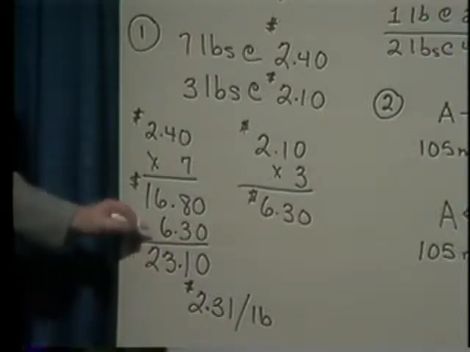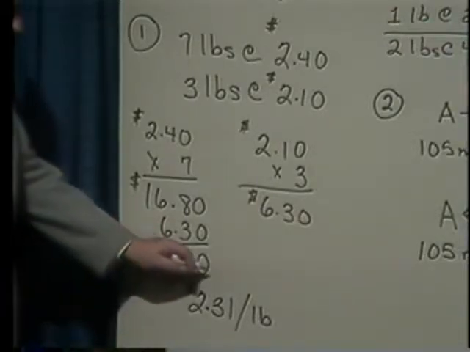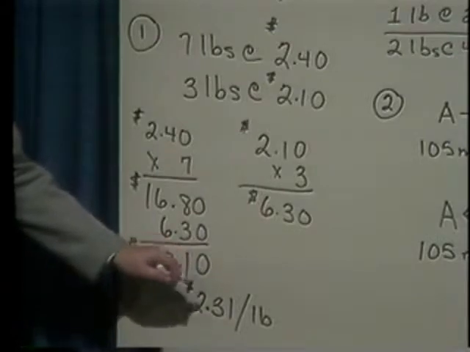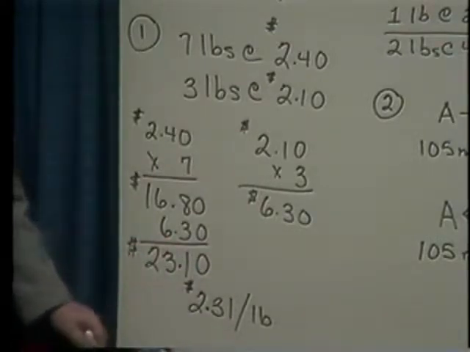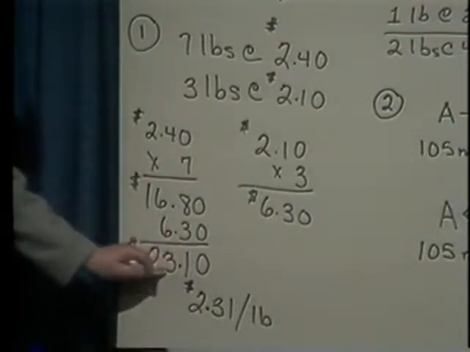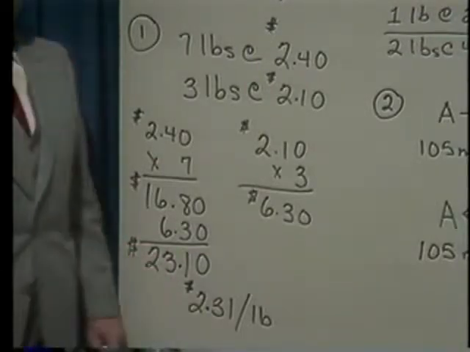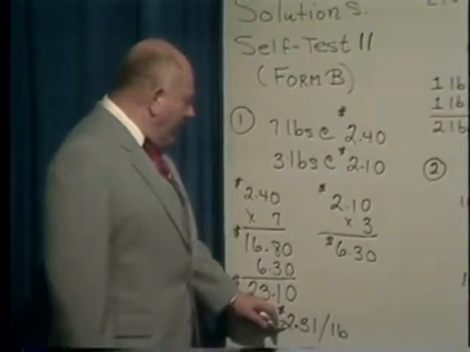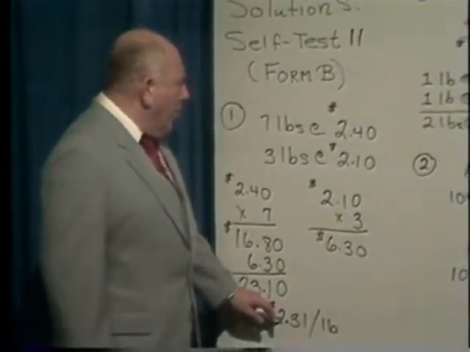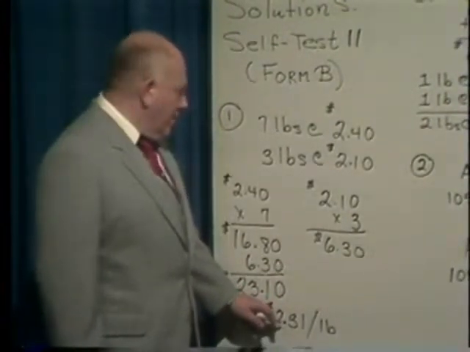That was for 10 pounds, so per pound would be what? If it's $23.10 per 10 pounds, per means divided by, we divide by 10, that moves the decimal point one place to the left, and we have $2.31 per pound. That may look like a strange number to you, but I'm going to show you that it's really quite reasonable.